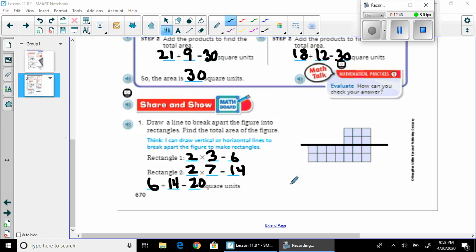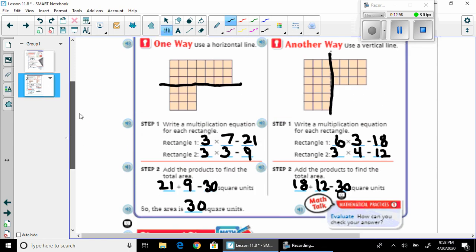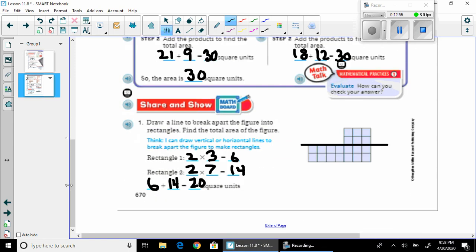All right, so again, I chose to do a horizontal line this time, but again, you can draw vertical or horizontal lines as we showed in our examples up above, okay? Vertical and horizontal. So just a reminder today when you're doing your assignment that you can break apart your arrays however works best for you, okay? All right, so that is lesson 11.8.